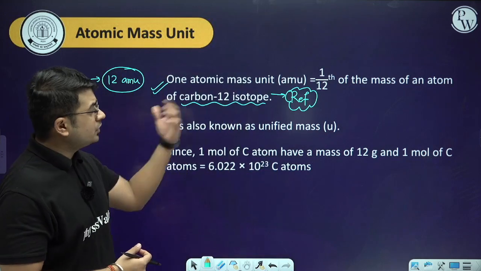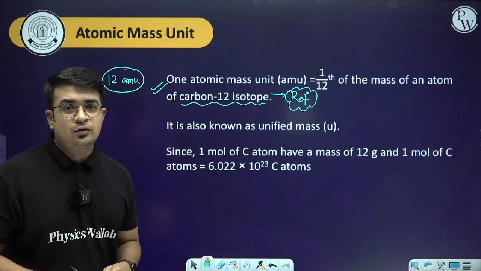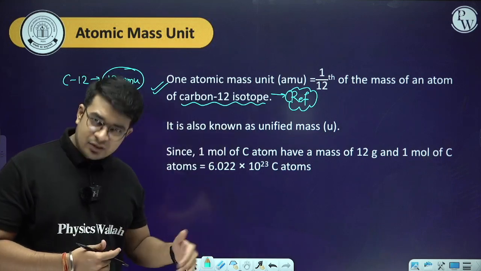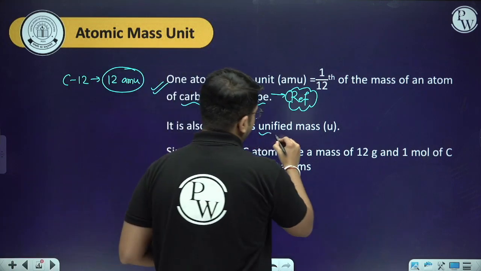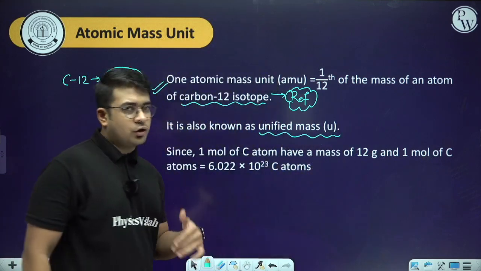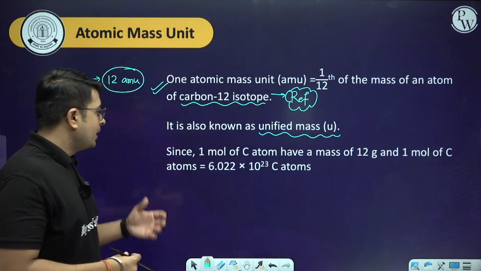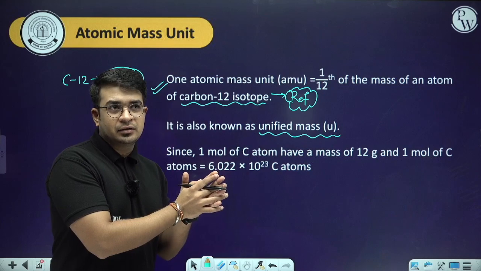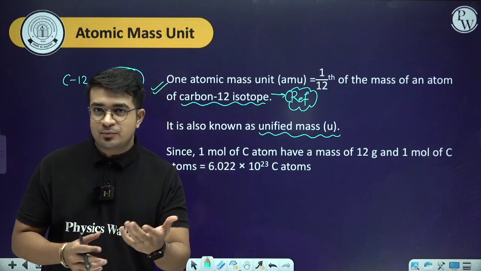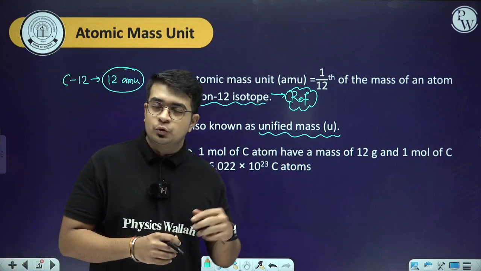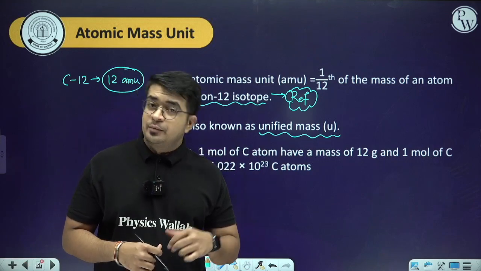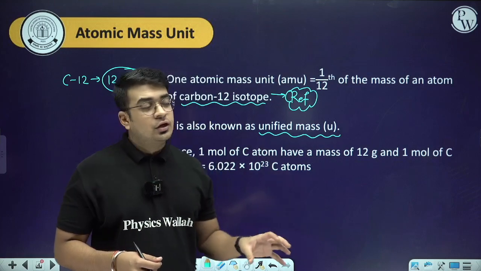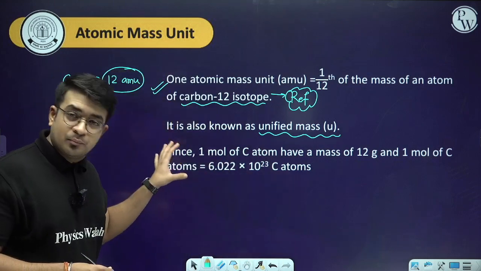It's very easy that 1/12 of the mass of one carbon 12 isotope atom is basically 1 AMU, and it is also known as a unified mass. So you can use this U part or AMU, whatever it is. Now, this particular U has a basic relation with grams, because generally in chemistry we are going to use grams very often. If I'm using the grams, I need to know what is the relation between AMU as well as U. So that part comes from the mole calculation.